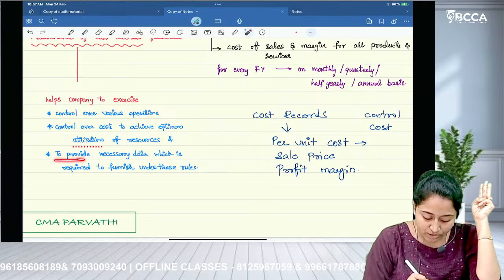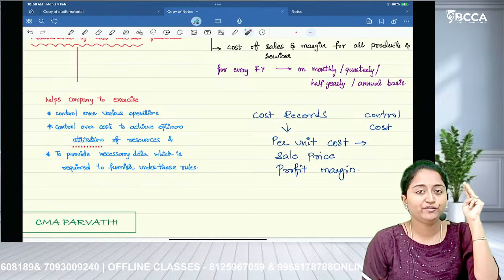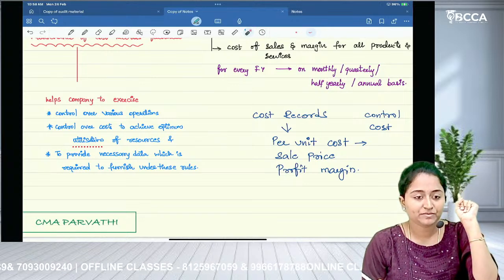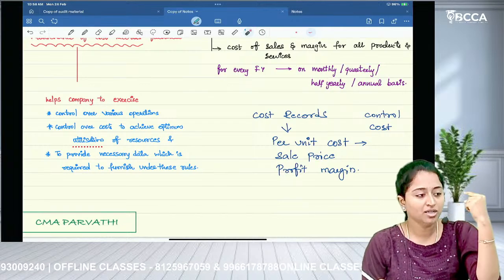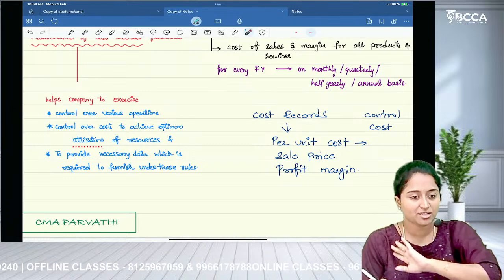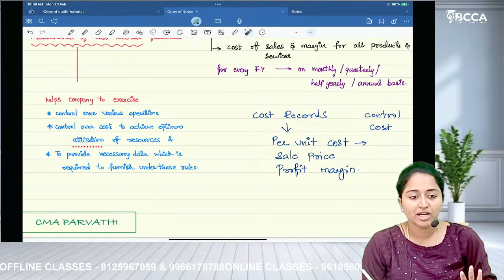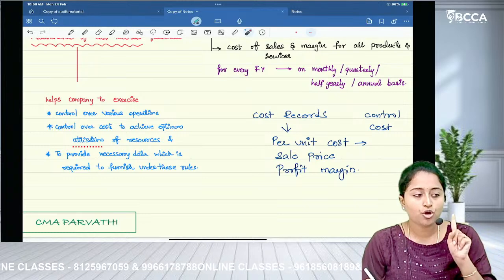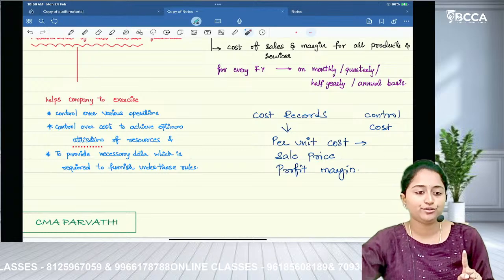Third, to provide necessary data which is required to furnish under these rules. Now, if cost records are to be maintained, then you have to furnish them to the government, like through the cost audit. He has to verify cost records. The cost audit report has to be done and furnished to the central government. Which means they have to furnish it under these rules. Will that be possible if there are no cost records? No. So cost records will be maintained so that it will help to furnish it to the government.